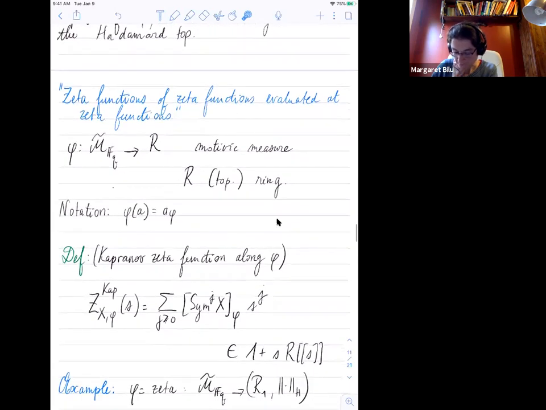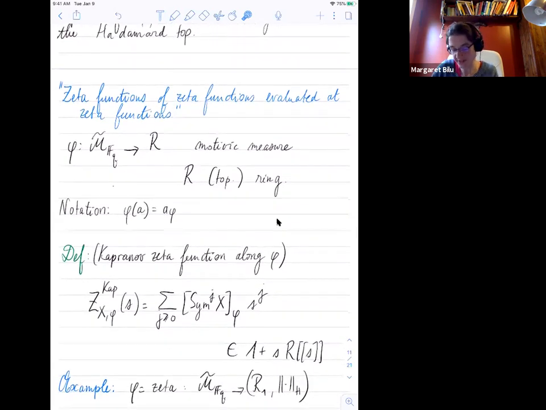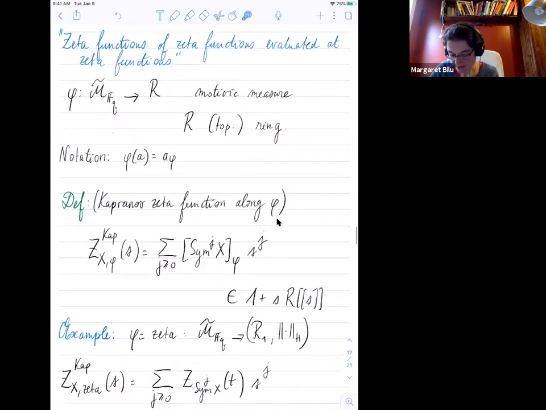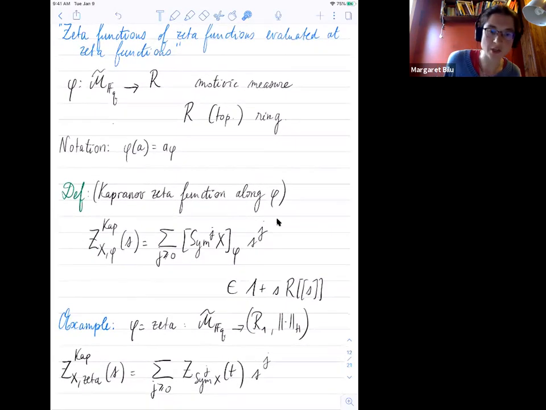And so, for example, if I do this where phi is my zeta measure, with values in R1 with the Hadamard topology, then my Kapranov zeta function along zeta is a Kapranov zeta function whose coefficients are the usual zeta functions of the symmetric powers of X. Okay, so here, that's why I also have two variables, because there's a T and there is an S.